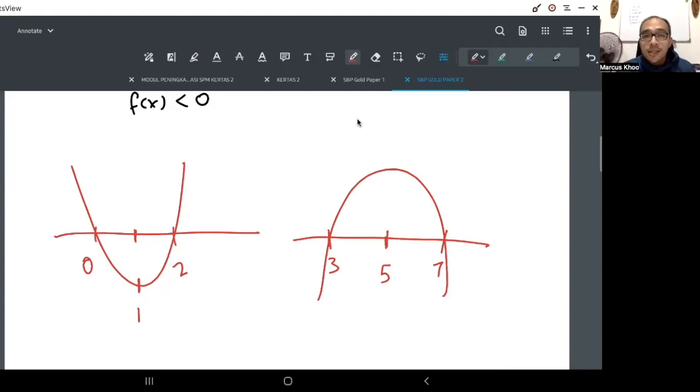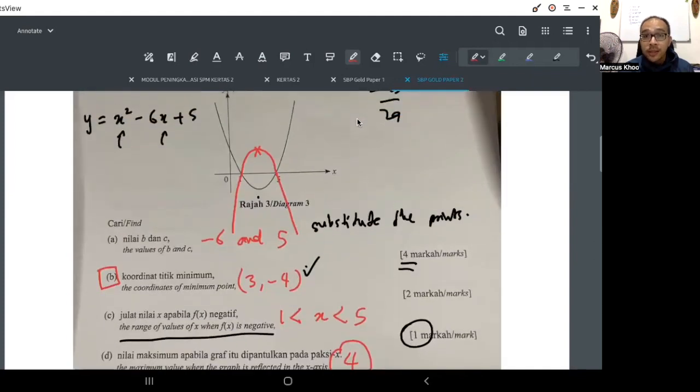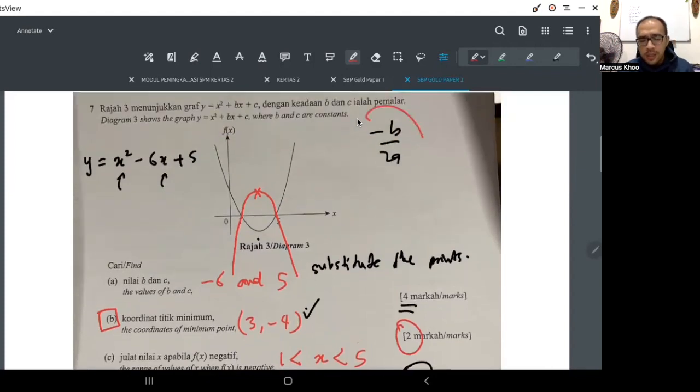So use that to help you if you don't know how to find the minimum or the maximum coordinate, especially if it is 2 marks. It's not worth it to complete the square or to use the formula.